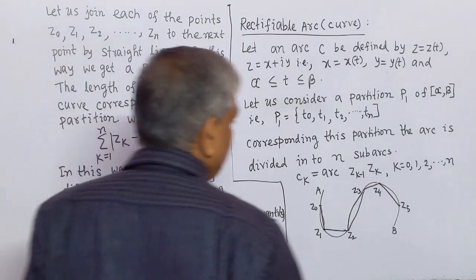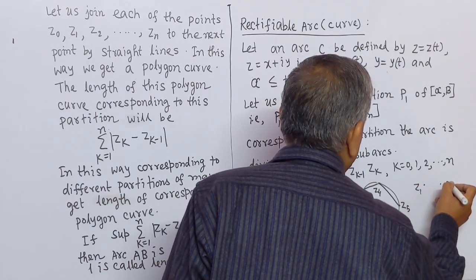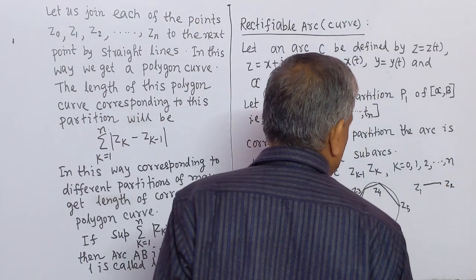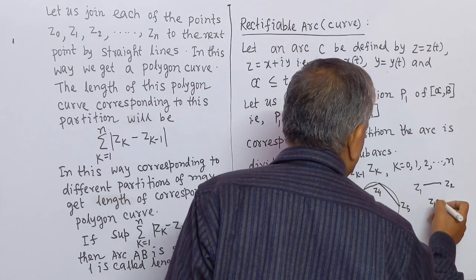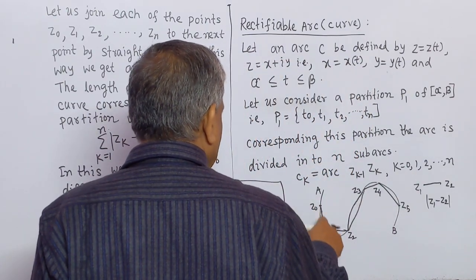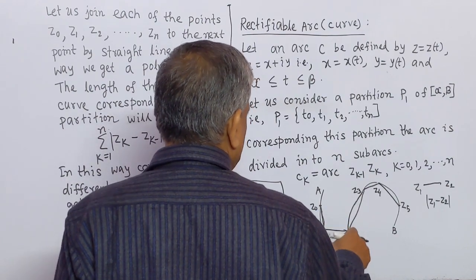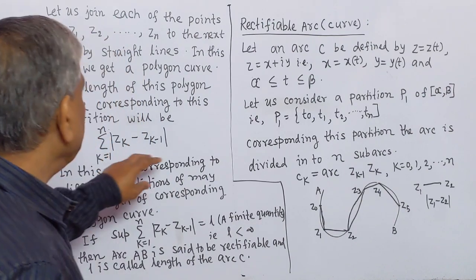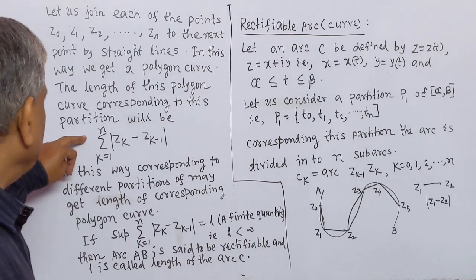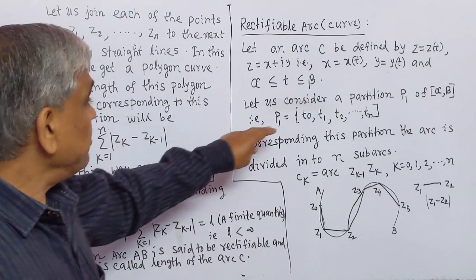Since we know that if this is point z1 and this is point z2, then the length of the straight line z1 z2 is modulus of z1 minus z2. Similarly, we may find the length of these straight lines z0 z1, z1 z2, z2 z3, and if we take the sum of these lengths, we get this value. This is the value corresponding to partition P1.